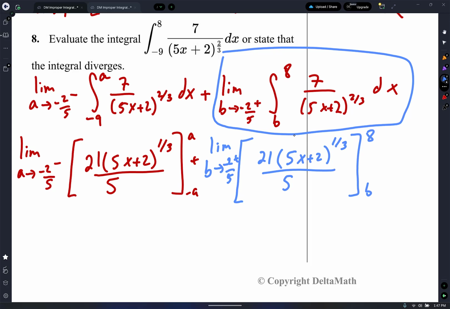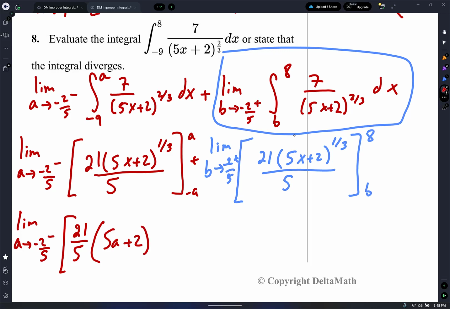We're okay? Okay. So here we go. If I put, oh yeah, it's going to 0. Okay. Limit, I should have enough space in there. As A approaches -2/5 from the left, and I'm going to put the A first. I'm going to factor out the 21 over 5. Big parenthesis, 5A plus 2 to the 1/3 minus -45 plus 2, -43 to the 1/3.